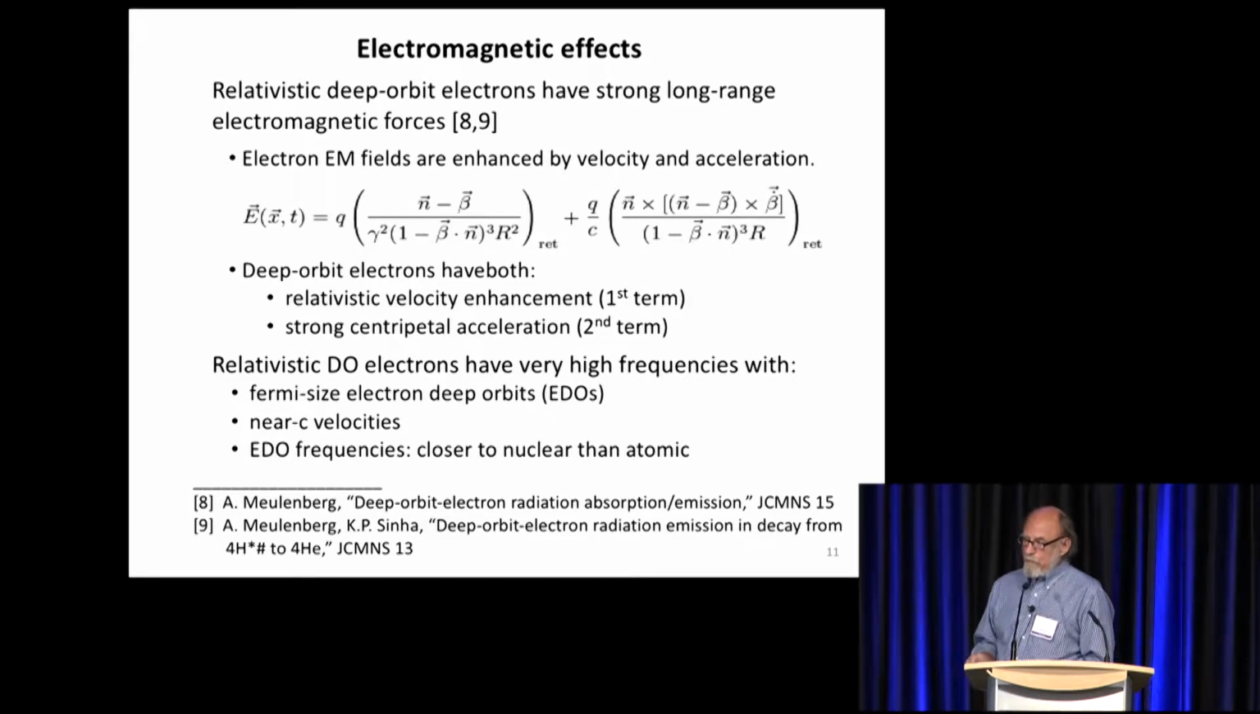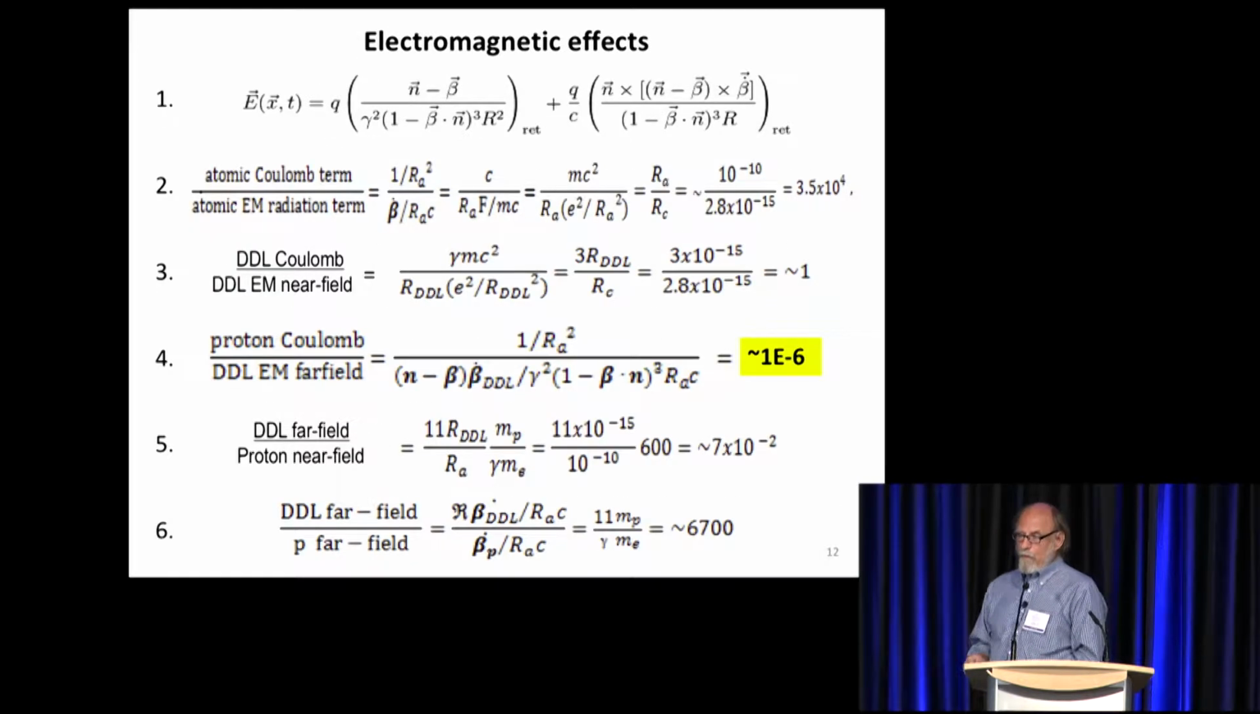So the relativistic deep orbit electrons have the Fermi size deep orbits, near c velocities and frequencies which are comparable or near those of the nuclear frequencies. I'm not going to go through these equations, but what I'm pointing out is that you can take these two terms and do ratios and take out a lot of these things, and you can come up with numbers that can give you some information.